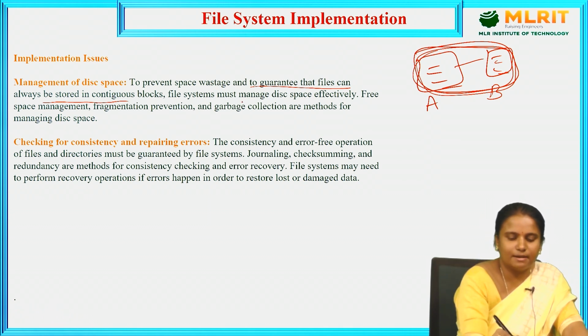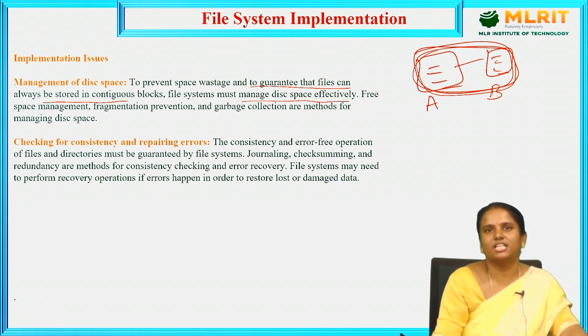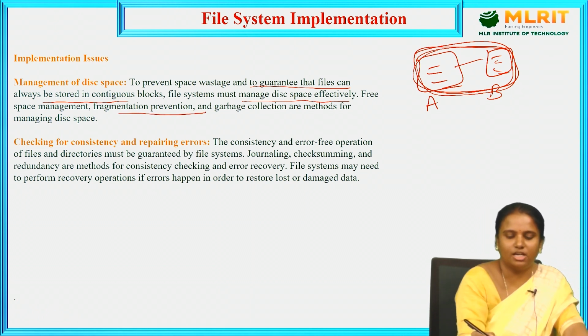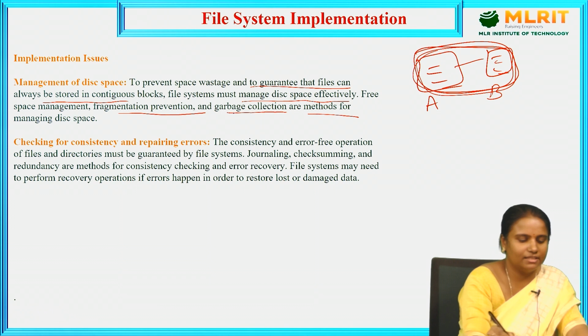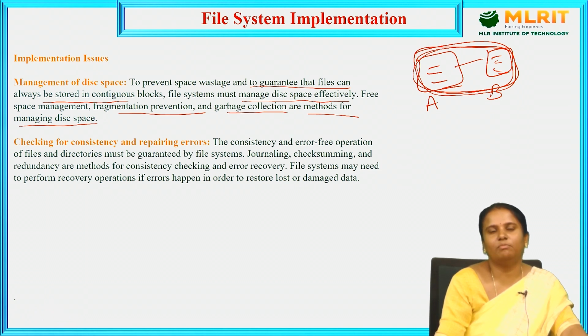The file system must manage disk space effectively. So whatever space is needed for the file to store should be managed effectively. Free space management, fragmentation prevention and garbage collection are the methods for managing this disk space. So what are the methods for managing this disk space? That is, free space management should be maintained properly, fragmentation prevention should be done, and garbage collection. These are the methods for managing this disk space.